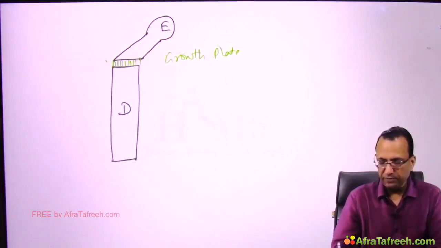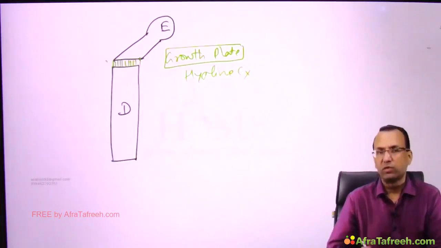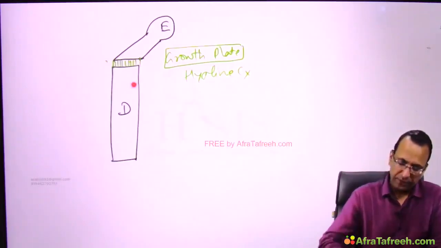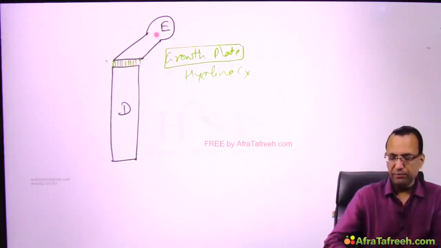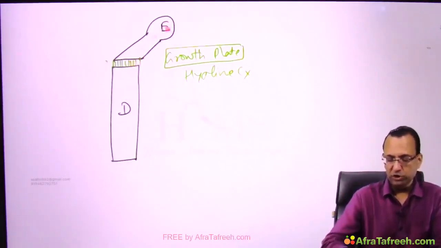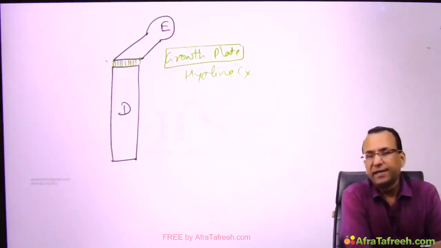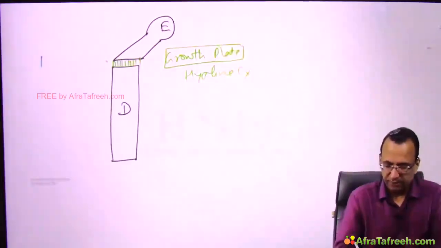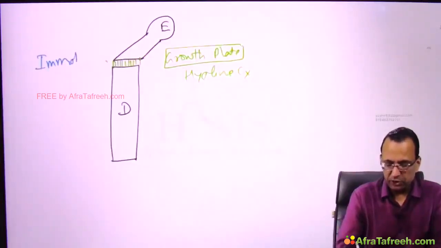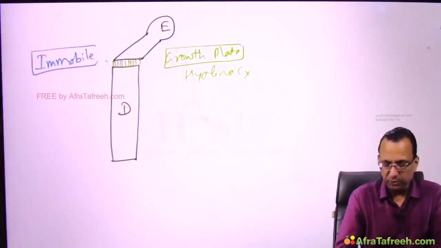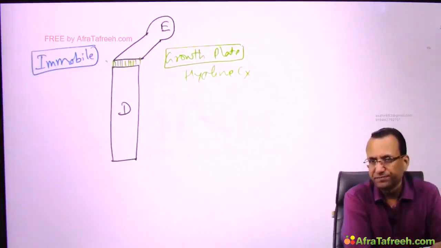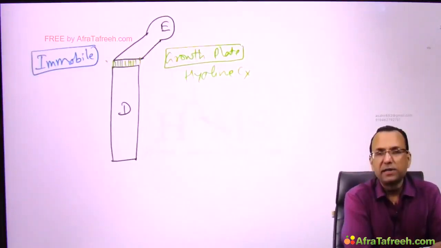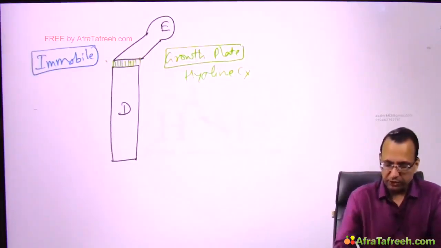So this growth plate, which is the hyaline cartilage, is connecting one bone with the other bone. This is the epiphysis-diaphysis joint, and that epiphysis-diaphysis joint is a synchondrosis, or a primary cartilaginous joint. It is immobile. So these types of joints are immobile. Synchondrosis or primary cartilaginous joints don't move. Later in the adult, they'll be fused to become synostosis.